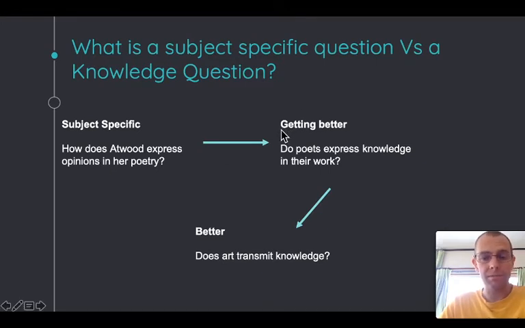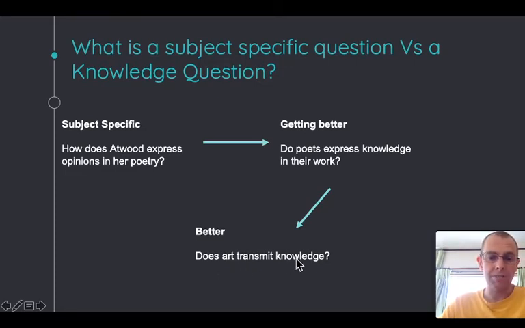Now something that's getting better, we're moving it towards the knowledge question area. Do poets express knowledge in their work? And so now we're starting to use some theory of knowledge terminology, knowledge. So we're moving in the right direction, but we're still a bit too focused here in the subject area. So we want to try and move towards the areas of knowledge and ways of knowing as the foundation for our question. So this is a better knowledge question.